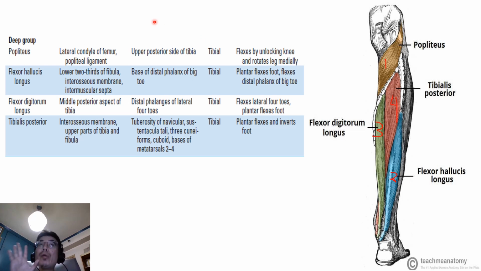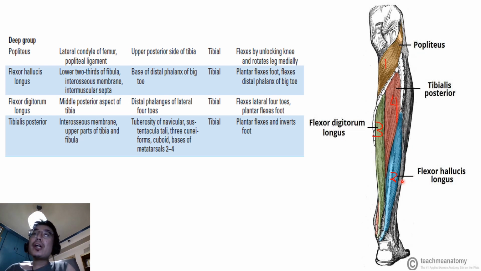Again, we recall that all of the posterior leg muscles, both in the superficial and the deep group, are innervated by the tibial nerve. The function of the popliteus is to flex by unlocking the knee and to rotate the leg medially.